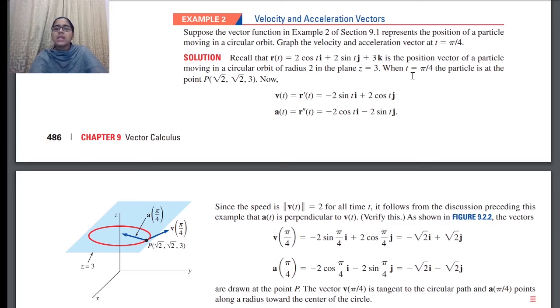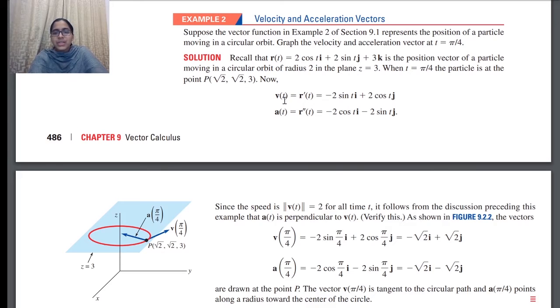So first we will find the position vector at this point, that is when t is equal to pi by 4. What will it be? 2 cos pi by 4 i plus 2 sin pi by 4 j plus 3k. Now what is cos pi by 4? It is 1 by root 2. So 2 into 1 by root 2 will be root 2. So the point is P of root 2 comma root 2 comma 3.